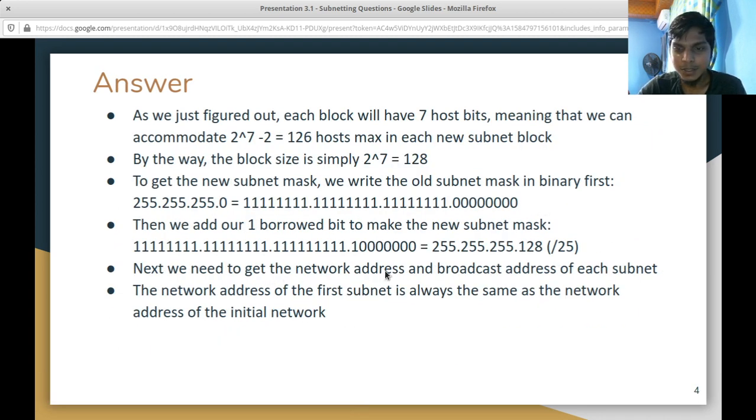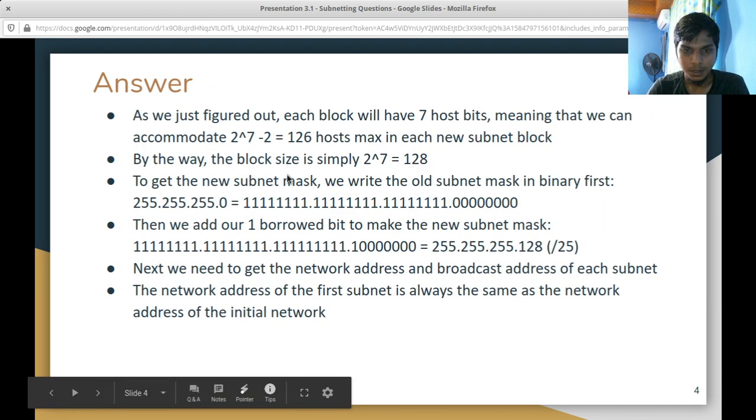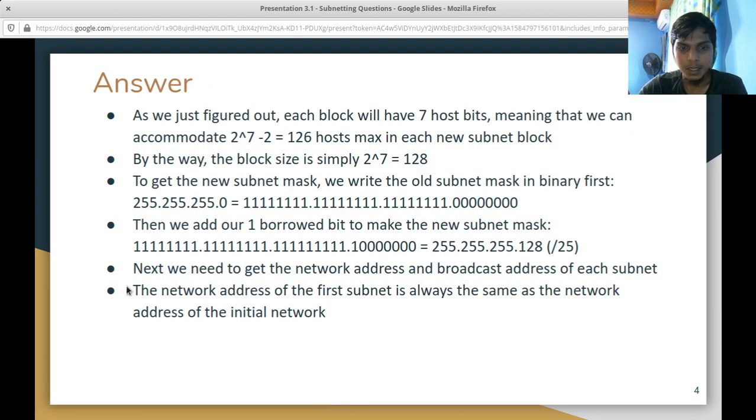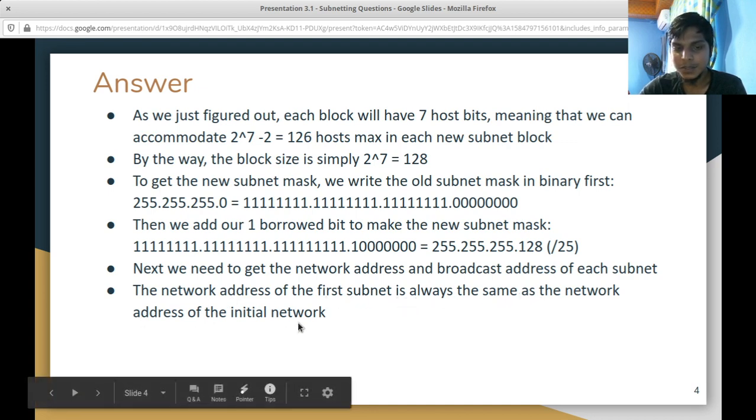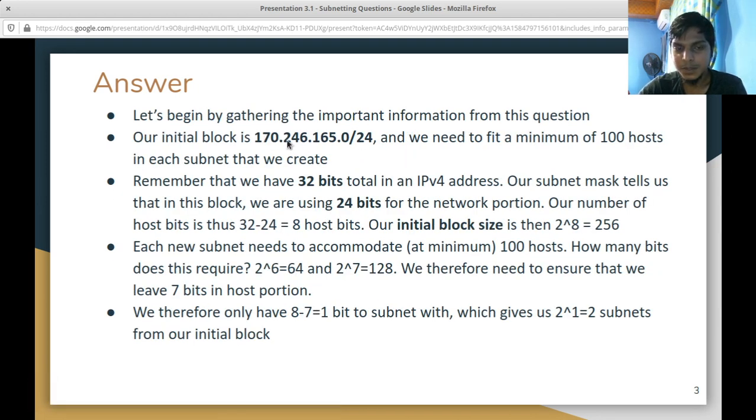Next, we need to get the network address and broadcast address of each new subnet. That was just the question here, the network address and broadcast address of each new subnet. That's what Shiva wants to know. So we come here. The network address of the first subnet is always the same as the network address of the initial network or the initial block. Remember, this is the block we were assigned. So our first subnet address will be this exact same thing, except for this /24, of course. It'll be a /25 now.